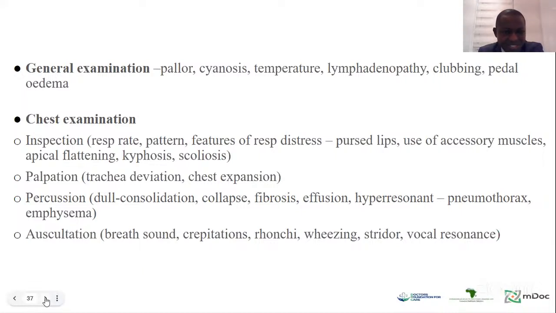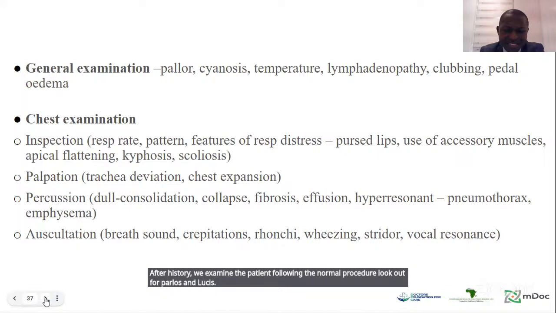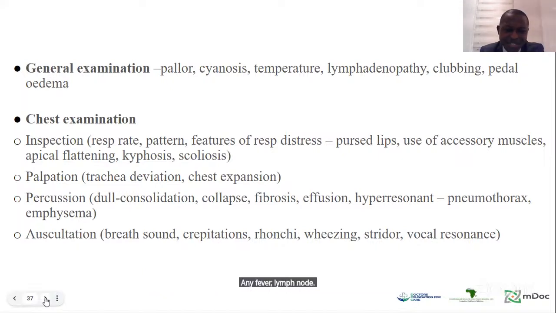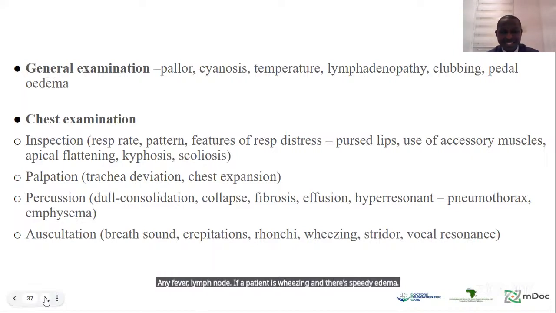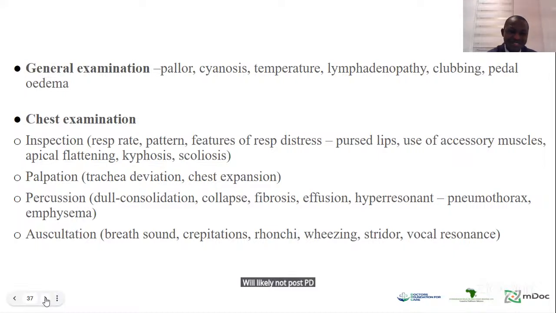After history, we examine the patient following the normal procedure, looking out for pallor, cyanosis, any fever, lymph nodes, pedal edema. If a patient is wheezing and there's pedal edema, again, you should call our attention to the fact that it may not just be asthma. And if it's asthma or COPD, maybe it's now complicated with right heart failure, just like we explained the other time. But straightforward acute severe asthma will likely not cause pedal edema. It's likely to be a left ventricular failure.